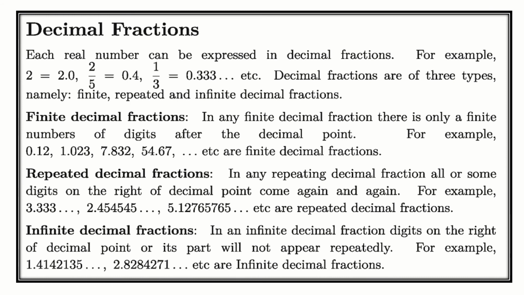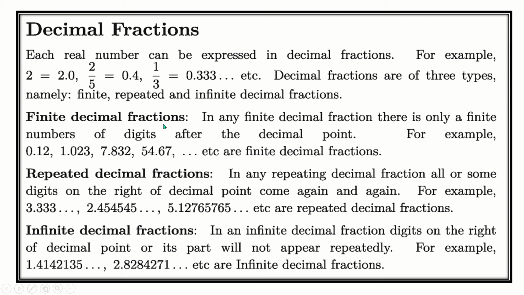In my previous lecture, I had explained decimal fractions. Today, I will again explain that each real number can be expressed in decimal fractions. For example, 2 we can write 2.0, or 2 by 5 we can write 0.4, or 1 by 3 we can write 0.333 etc. Decimal fractions are of three types, namely finite, repeated, and infinite decimal fractions.